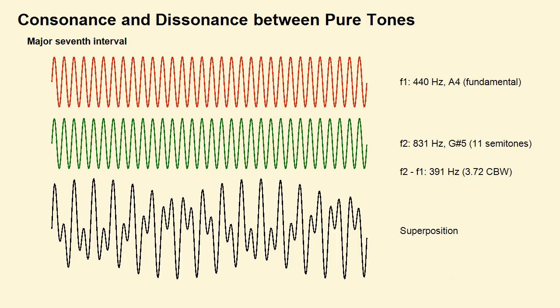The screen shows the details of the reproduction of the major seventh, diminished octave interval, in which the second sound is G-sharp 5, with a frequency of 831 Hz, 391 more than the A4, which corresponds to an extension of 3.72 times the critical bandwidth. The corresponding sounds are reproduced next.